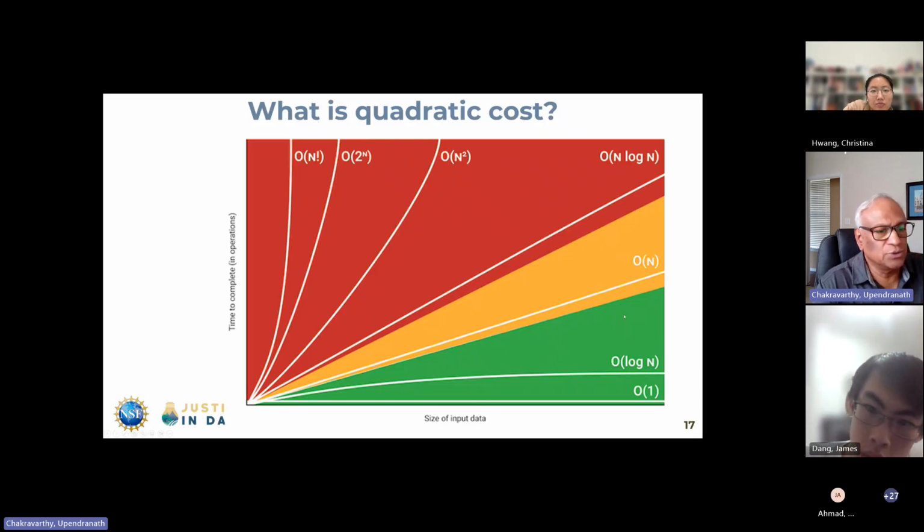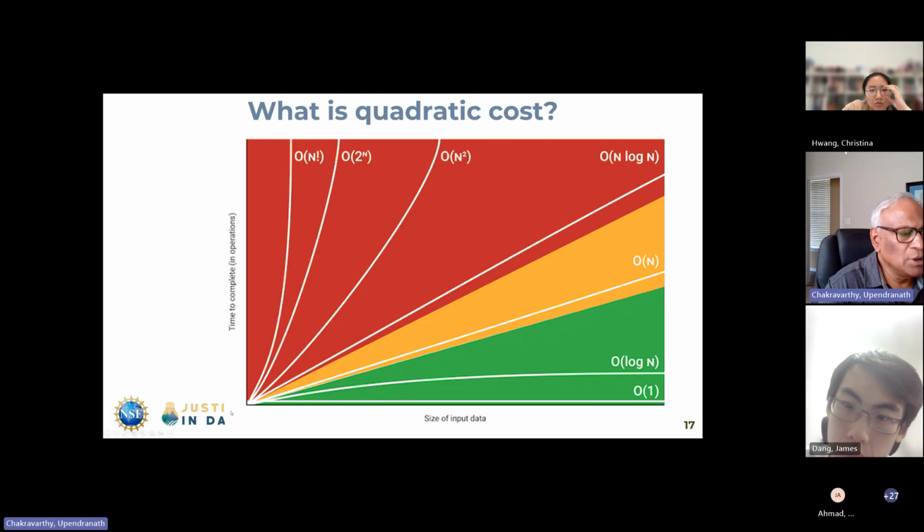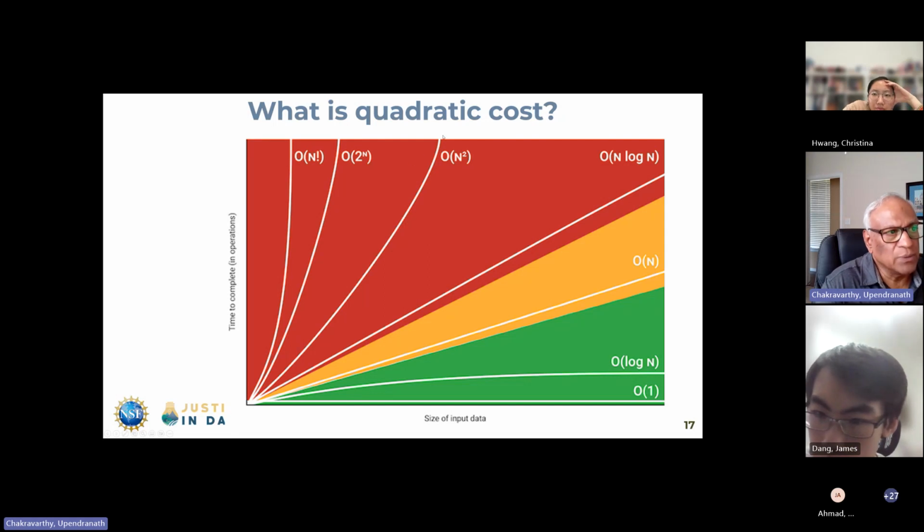So this diagram is just to show the different types of costs. This is constant cost, log cost, linear cost, n log n cost. Here is the quadratic cost and others. So it increases as the number of applications increases. You can see that this line increases faster than these lines. That's what we are talking about.